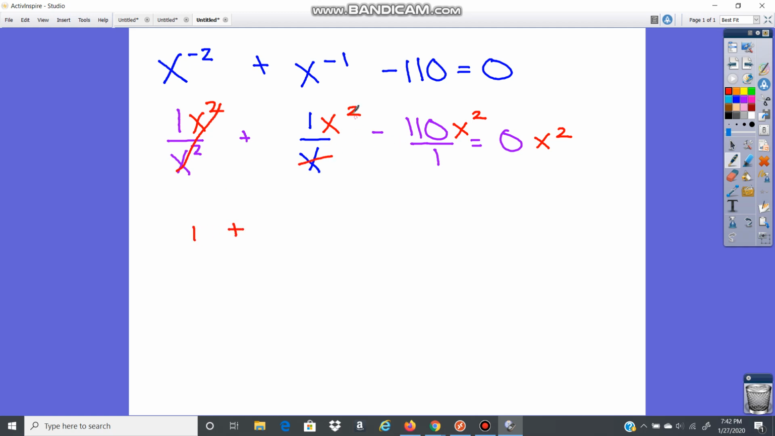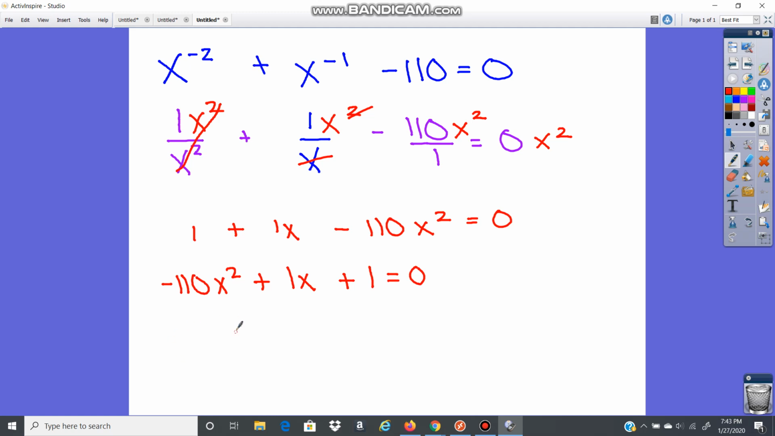Here I can take one of these x's out. That just gives me 1x. And then here I get negative 110 x squared. And then 0 times x squared is 0. So if I put this in quadratic form, ax squared plus bx plus c, this is negative 110 x squared plus 1x, or just x, you can leave it like that, plus 1 equals 0.